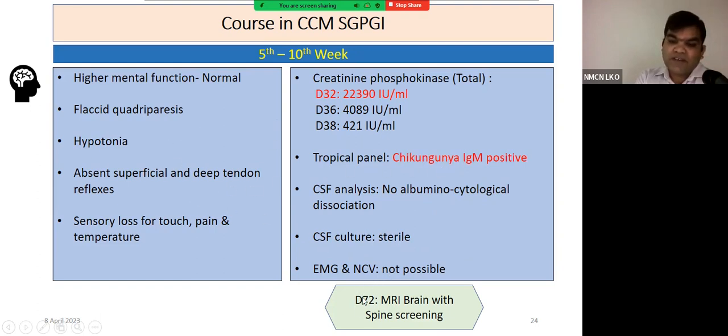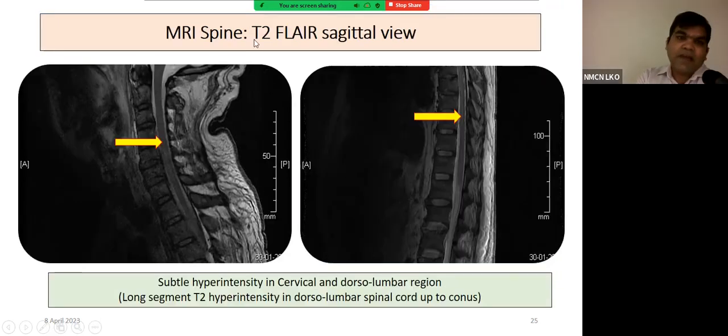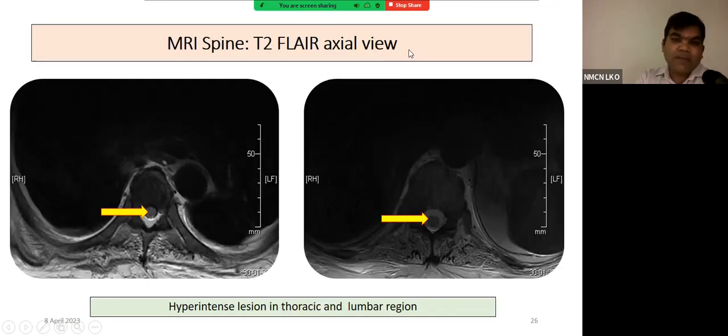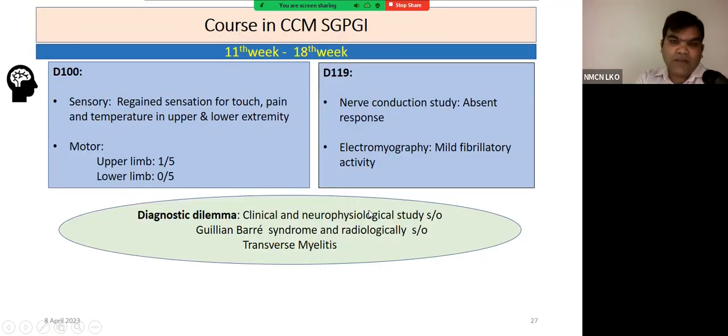So on day 72, MRI brain with spine screening was done. In MRI, the brain was normal, but in MRI spine, on T2 FLAIR sagittal view, there was a subtle hyperintensity lesion in the cervical cord and the dorsolumbar regions, which extended up to the conus. The same was seen in the axial view with the hyperintensity lesion in the lumbar and thoracic levels.